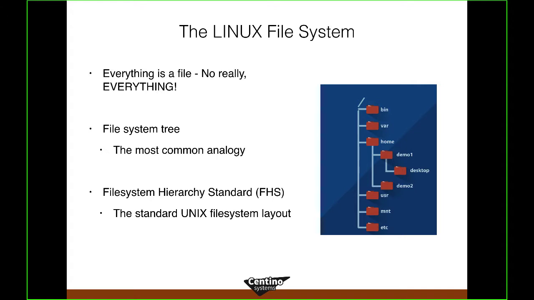So if you want to fall asleep tonight, go ahead and Google the Filesystem Hierarchy Standard. This is the standard Unix file system layout. I think it's like 60 or 70 pages. It describes rigorously what each and every one of these directories is supposed to do conventionally. But the good thing about that is if you walk up to any Linux system, they're going to look very, very, very similar because of the standard.